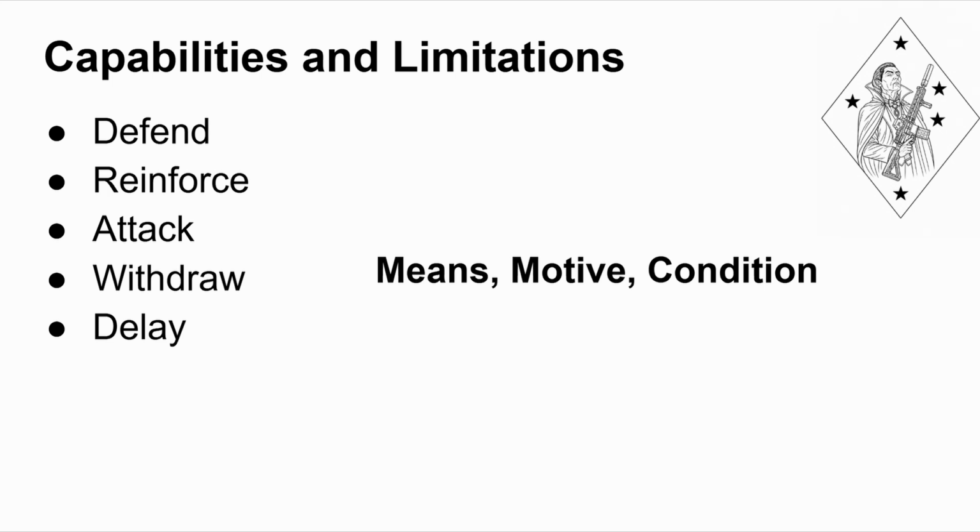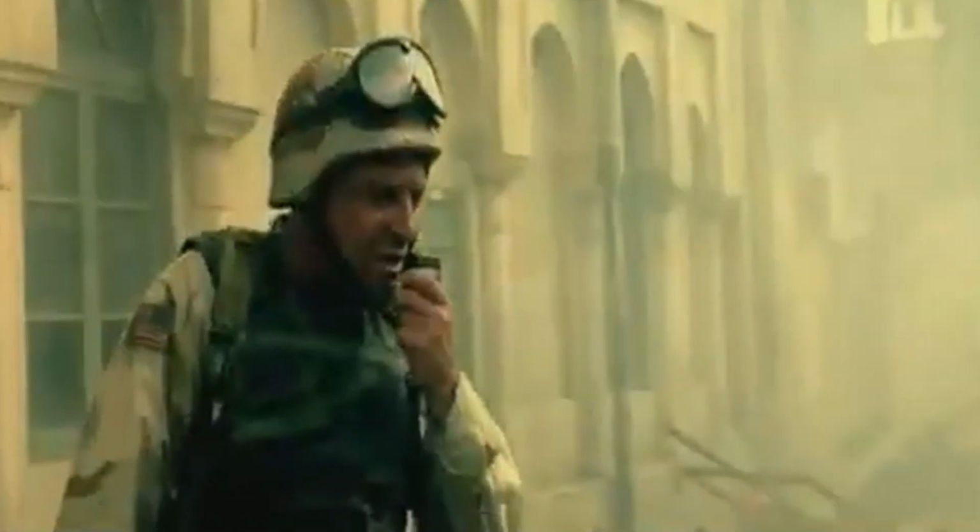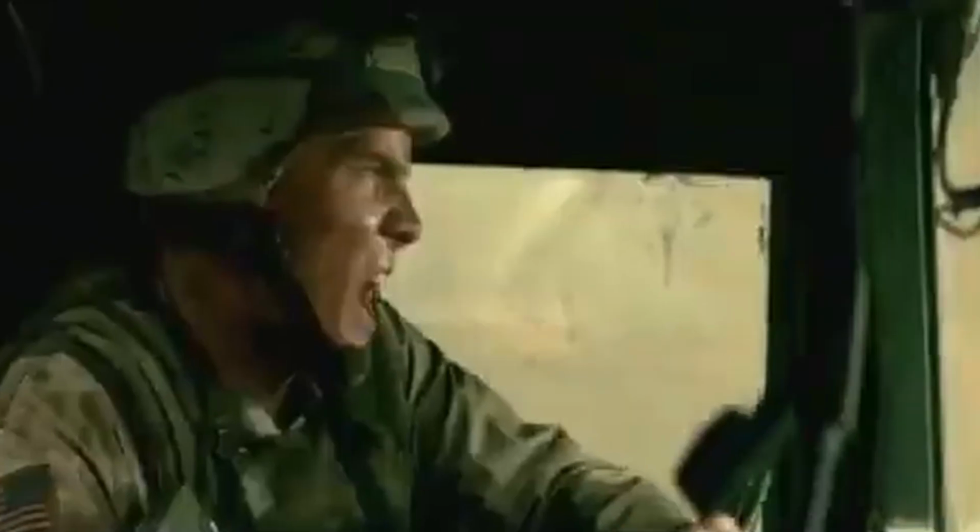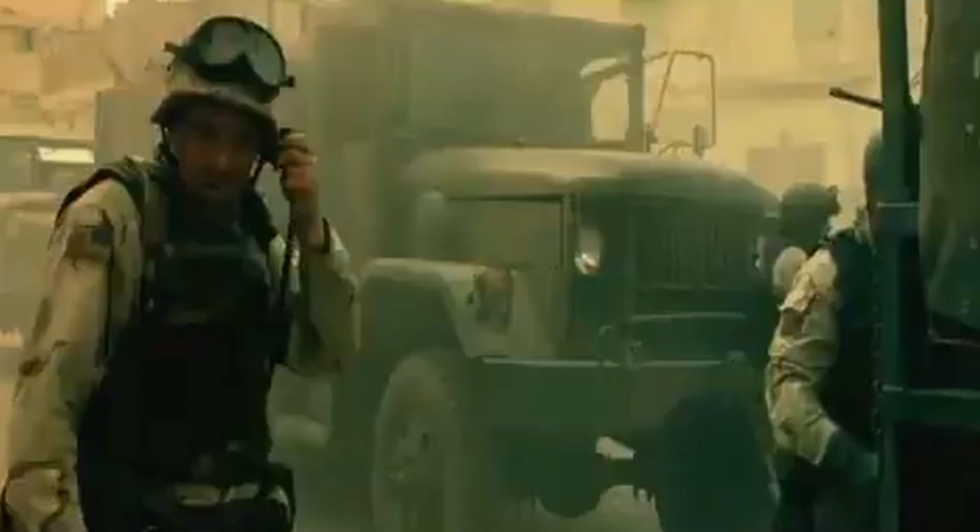What you want to consider when evaluating your enemy's capabilities and limitations is their means, motive, and condition for each letter of this acronym. So what means do they have to defend? What motive do they have for defending? And what is their condition to defend? So at what point will they start defending? You want to apply this framework to every letter of DRAW-D.